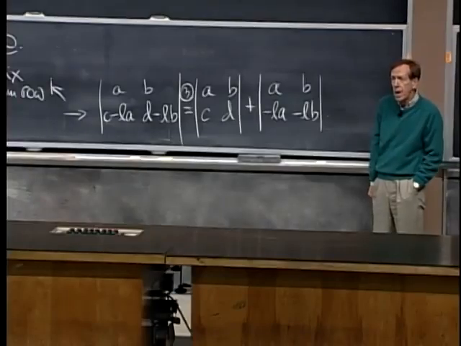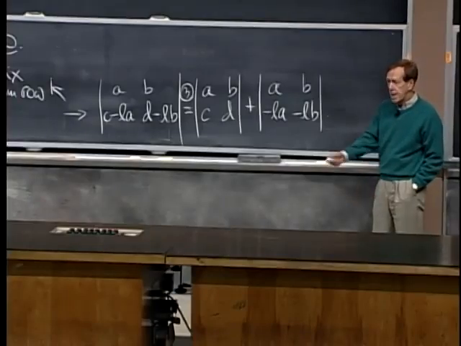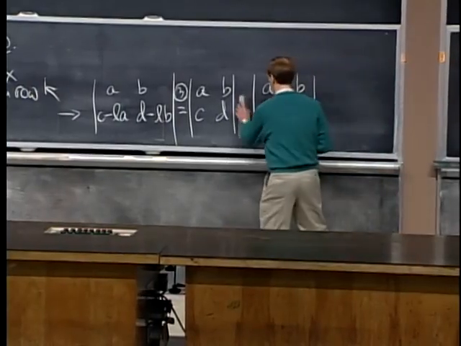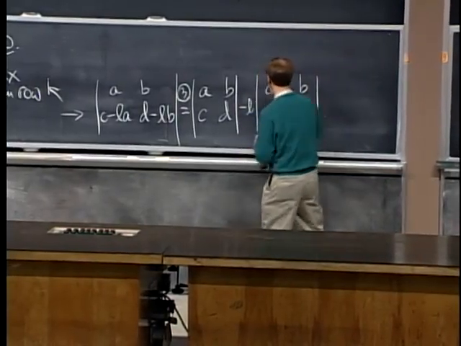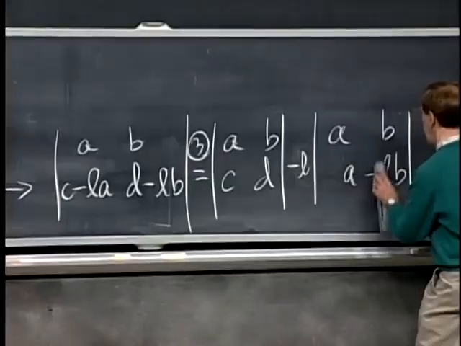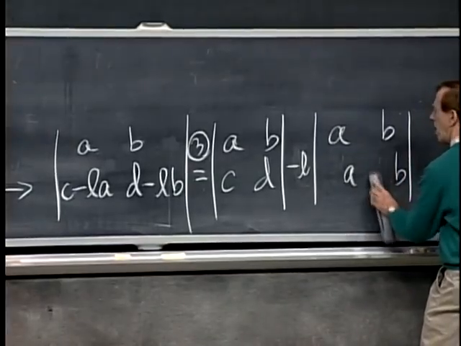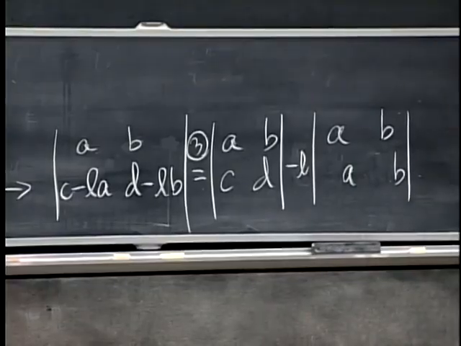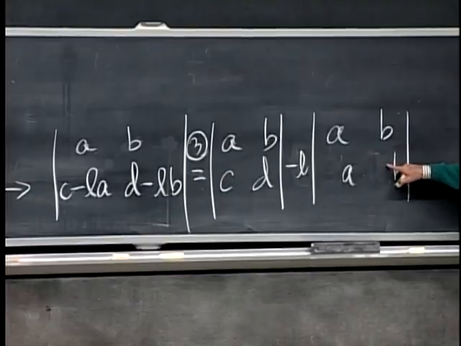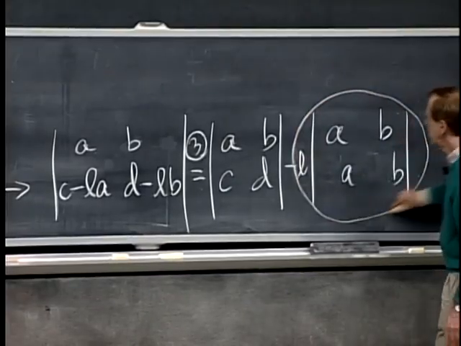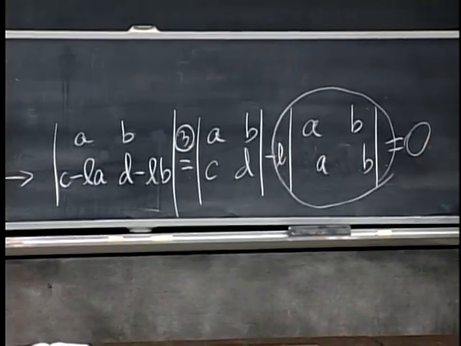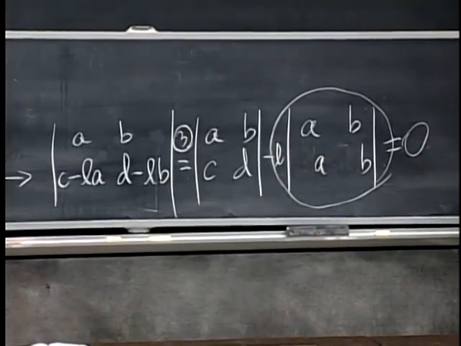Okay, now use 3A. How do you use 3A? Which says I can factor out an L. I can factor out a minus L here. I can factor a minus L out from this row, no problem. That was 3A. So now I've used property 3, and now I'm ready for the kill. Property 4 says that this determinant is 0. Has 2 equal rows.